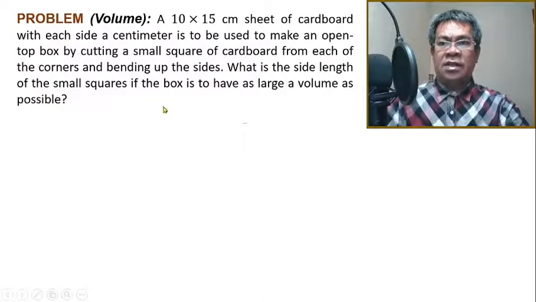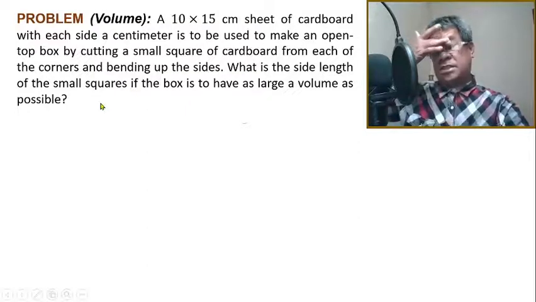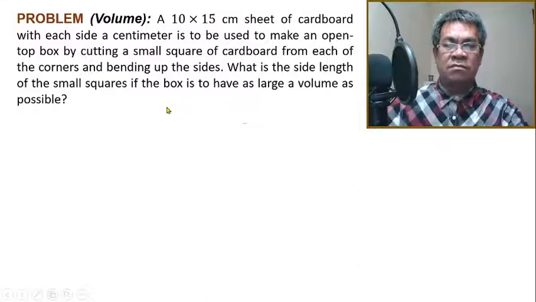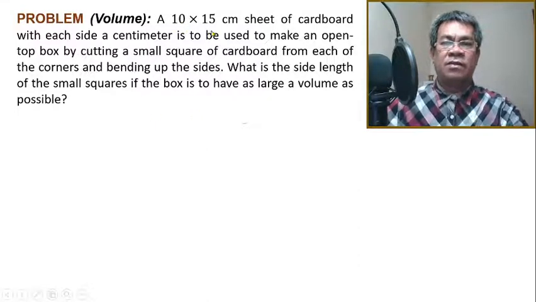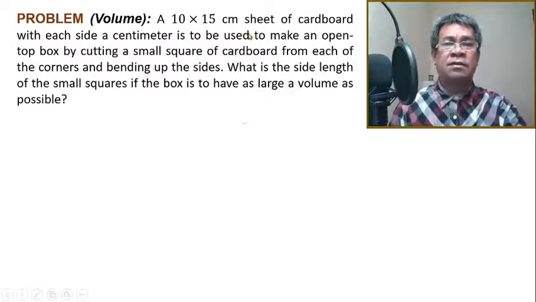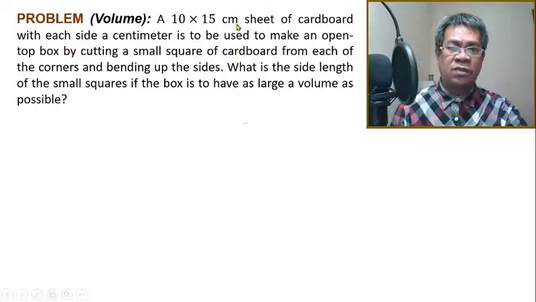Okay? Now, let's apply the derivative on the volume. This problem is talking about the construction of an open box. So we are about to construct an open box. Now, the dimension of the material: this is from a sheet of cardboard. We will make the open box from a cardboard sheet which has a dimension of 10 by 15 centimeters. So the width is 10 cm and the length is 15.